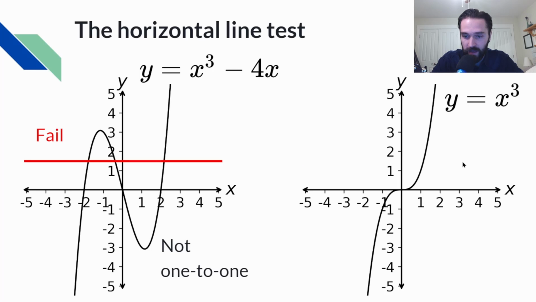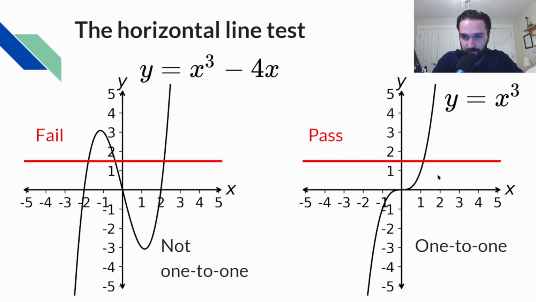Over here, this graph on the right, we can see that wherever we draw our horizontal line, anywhere in this graph, it's just going to hit the curve once. So it passes the horizontal line test. So we say that this function is one-to-one.